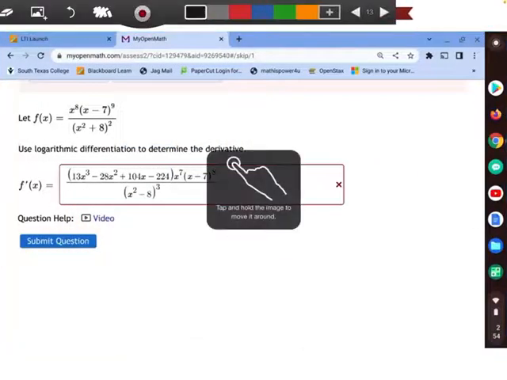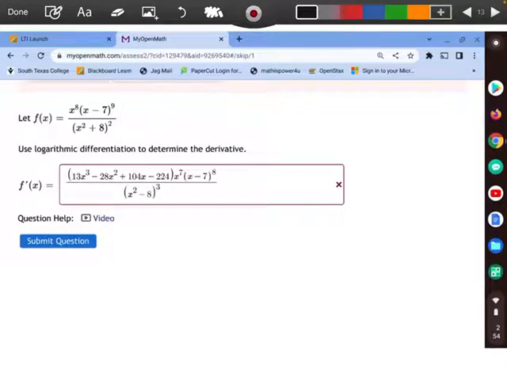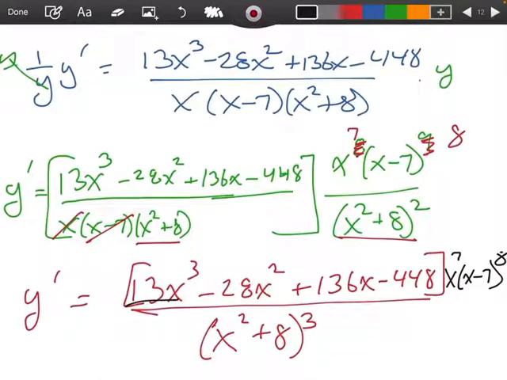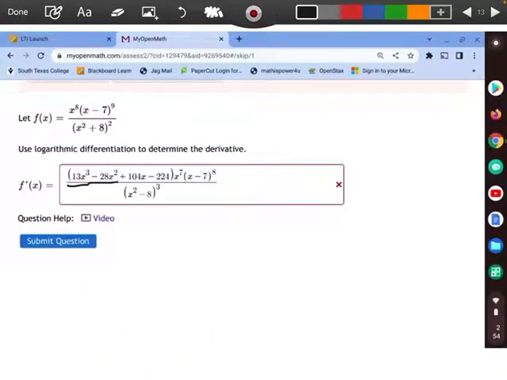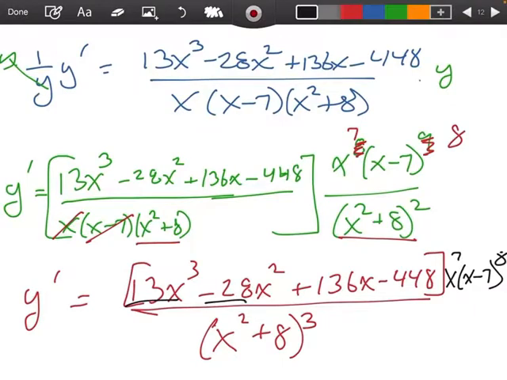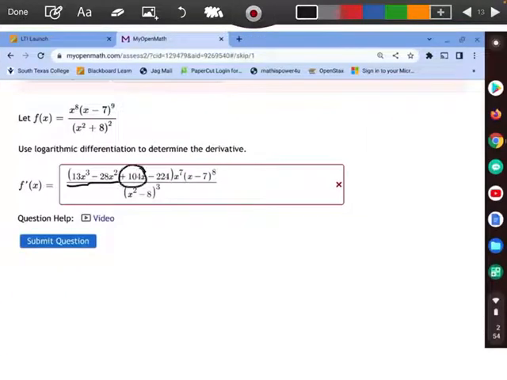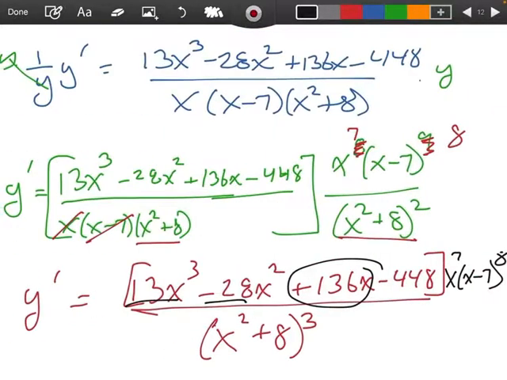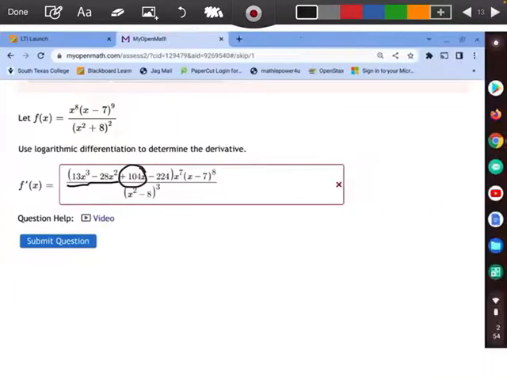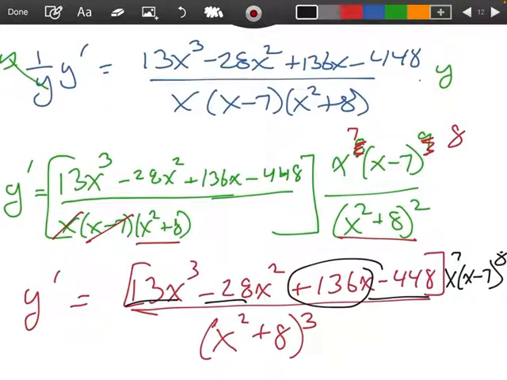And if I come back over here and let me see, pull in the original problem here. So let's see, 13x to the third, do we have that? Yes, we do. Minus 28x squared, do we have that? Yes, we do. Aha. We have a 136x and you got a 104x. And we have a minus 448 and you got a minus 224, okay? So again, those seem to be the issues on why the problem wasn't working out. Everything else, I believe, is correct.